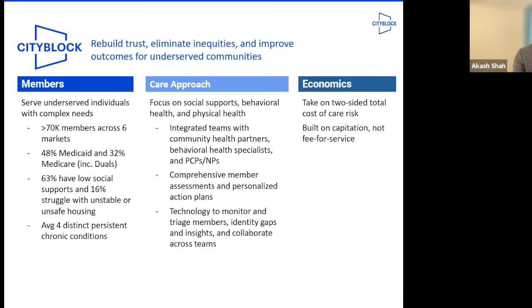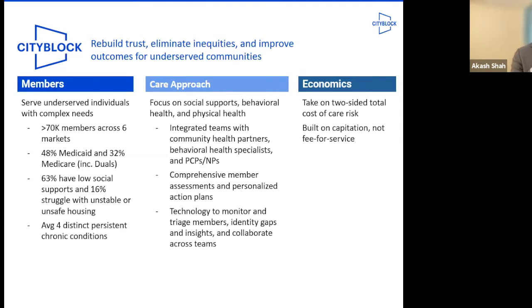These are also medically complex members with at least 4 chronic conditions on average. Our approach to serving these members is to focus on their physical health, behavioral health, as well as their social needs in an integrated manner with integrated care teams. We employ community health workers, physicians and NPs, as well as behavioral health specialists, all working together to develop and follow members through care plans.